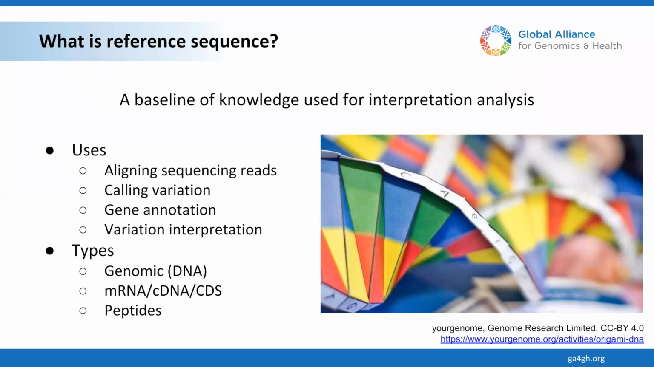Analyses, aligning sequencing reads, calling variation, gene annotation, variation interpretation: very major examples of how we use reference sequence. In terms of types of sequence, we primarily think about DNA, but there is no reason not to consider mRNA, cDNA, CDS, protein sequences or peptide sequences in this exact same idea of reference sequence.